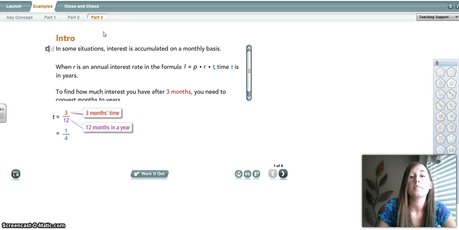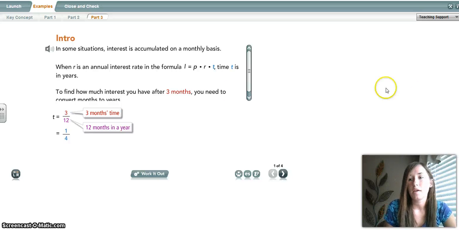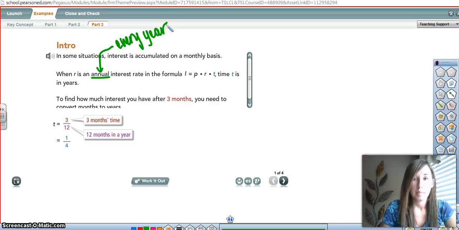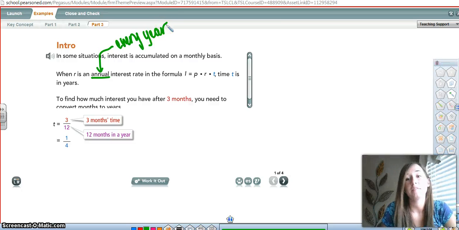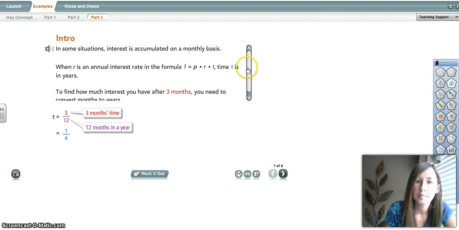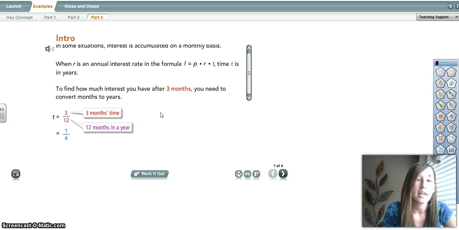Sometimes interest is accumulated on a monthly basis when R is an annual interest rate. Annual means yearly or every year. We have to do some calculations because the time will have to be in years to go with our annual interest rate. So as an example, if you have 3 months, you just write it in terms of years. 3 months out of 12, since months are just a fraction of the whole year, would be the same as having 1/4 of a year. So we could use 1/4 as our time.